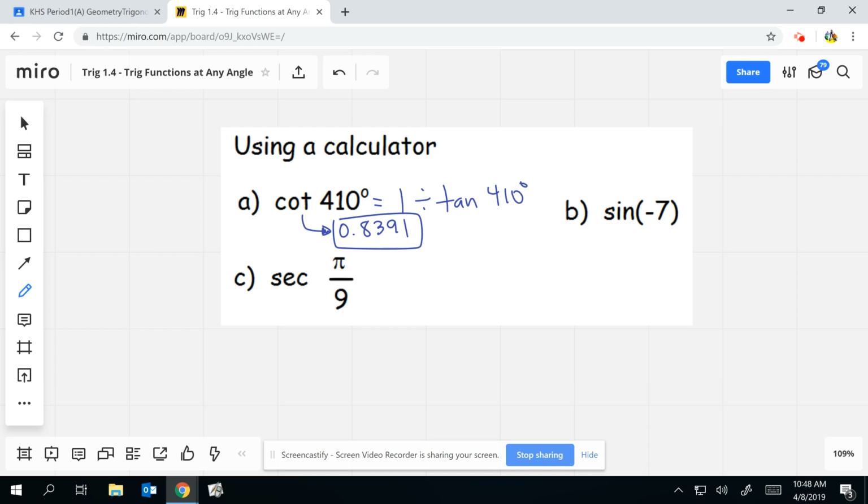So hit the sine button, and then hit the negative. Oops, not two negatives. Hit the negative, and then hit 7. So you got to have sine negative 7 inside equals. You get negative 0.6570 when you round it off. Negative 0.6570.